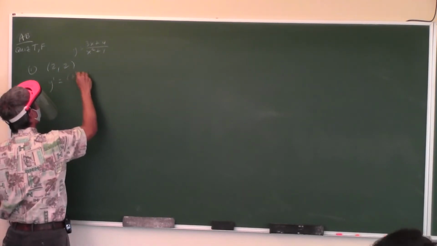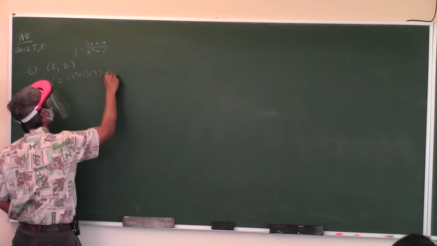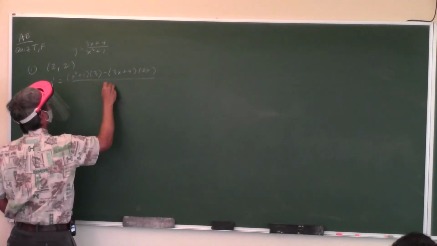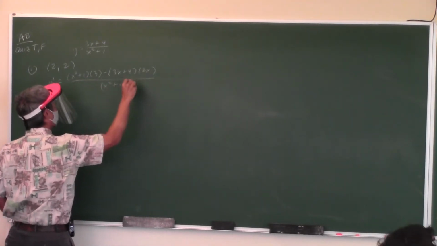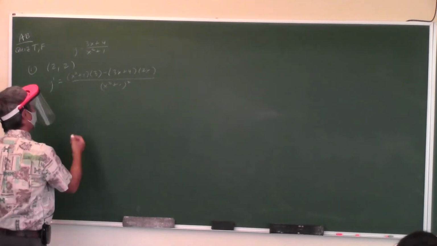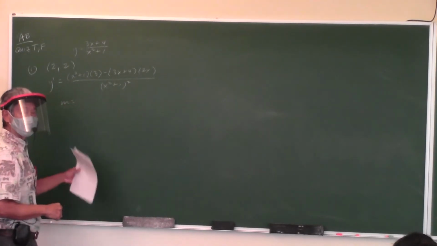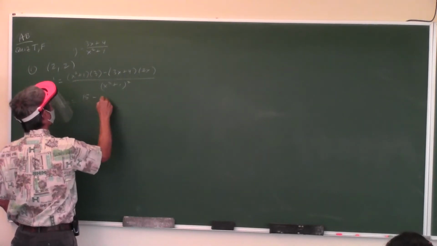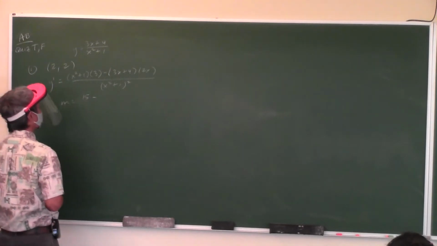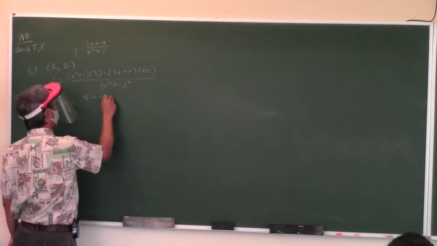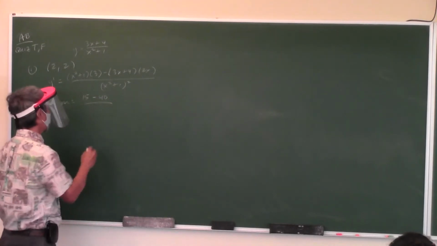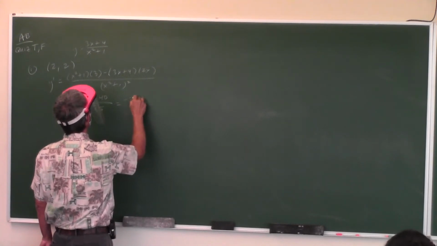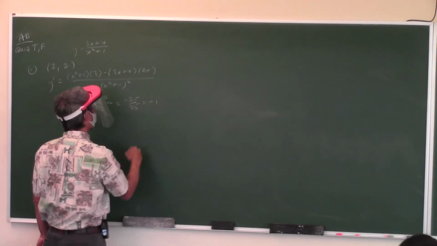Since it's a quotient, low d high minus high d low, all over denominator squared we go. And then I wouldn't even bother simplifying it, I would just plug in the number already. So what would that be? 5 times 3, 15. So if you plug in, 10 times 4 is 40, all over 5 squared, 25. So that comes out to negative 25 over 25, which is negative 1.